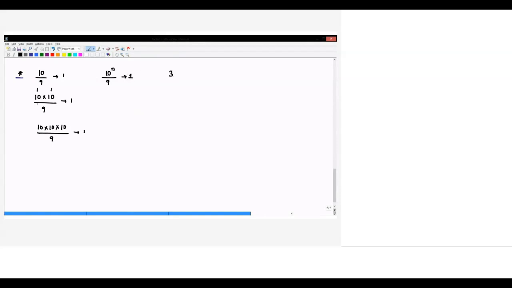Suppose I have 30,000 when divided by 9. What is the remainder? 3 into 10,000. We know in the first case the remainder is 3. In the second case the remainder is 1. As a result, we can say the remainder is 3 itself.